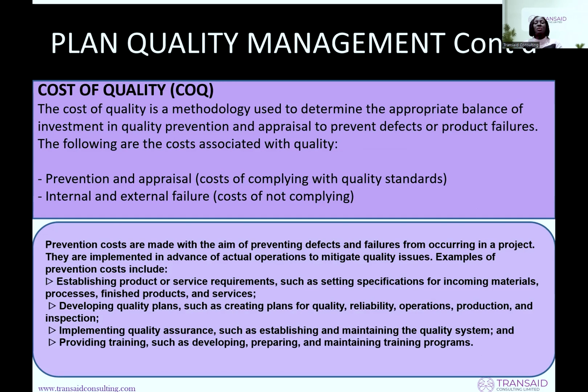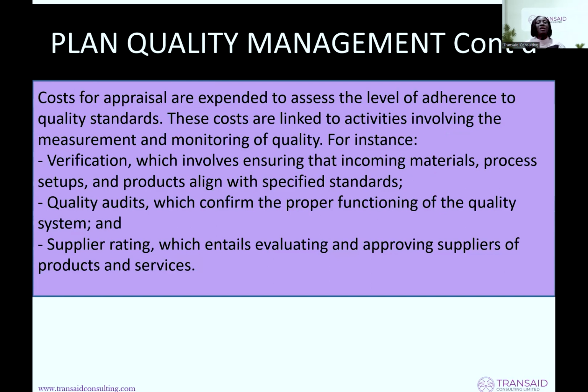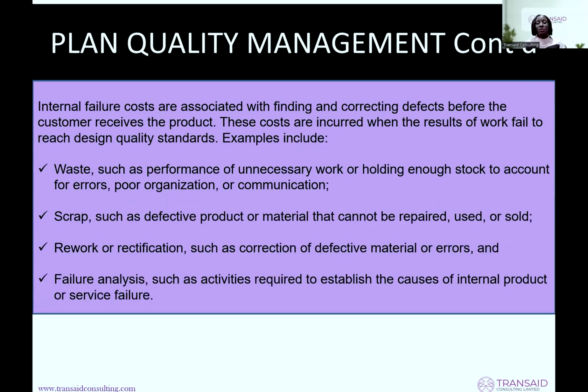Prevention costs are made with the aim of preventing defects and failure from occurring in the project. So you can see the examples, the things you need to do there. The costs for appraisal are expended to assess the level of adherence to quality standards. So there, you are evaluating, you are checking. What are you going to put in place to check whether you are adhering to the quality that you want to achieve? Verification, quality audit, all that. So those are costs that you must take into consideration.